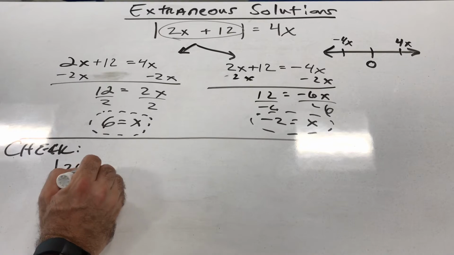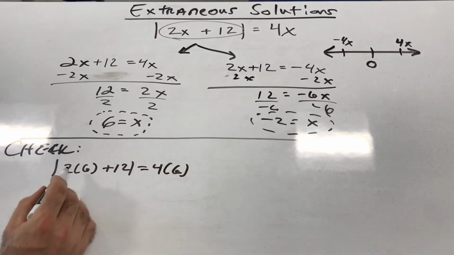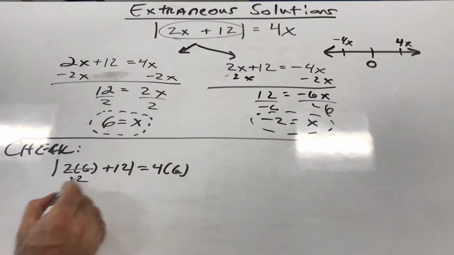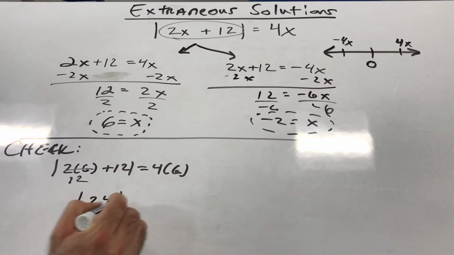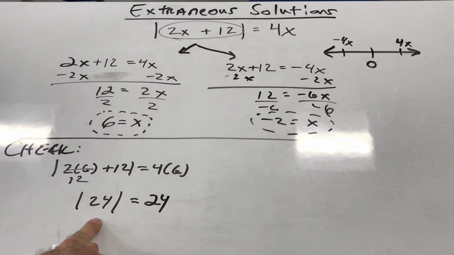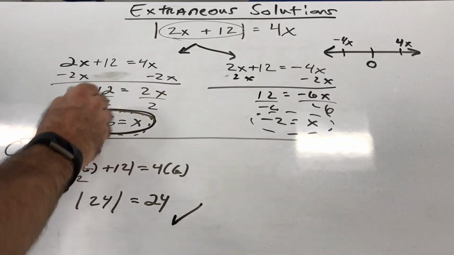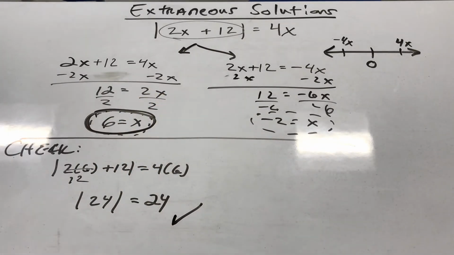2 times 6 plus 12 equals 4 times 6. This becomes 12. 12 plus 12 is 24. 4 times 6 is 24. So what we're looking at is that the absolute value of 24 is 24. That is right. That means 6 is a solution to the problem.